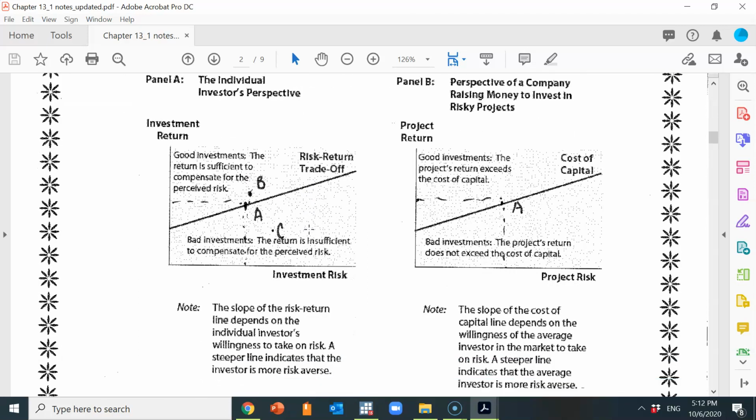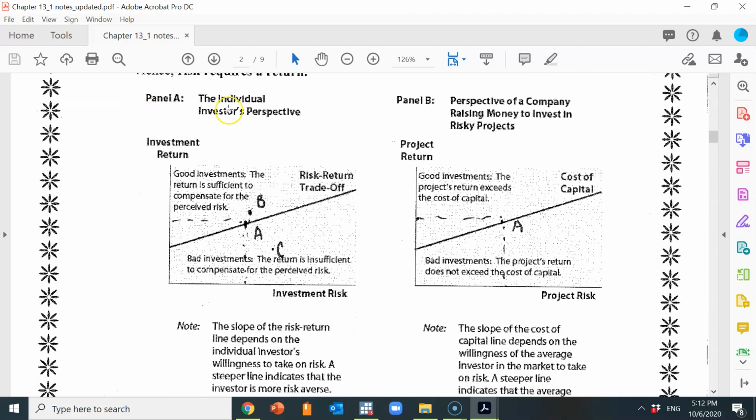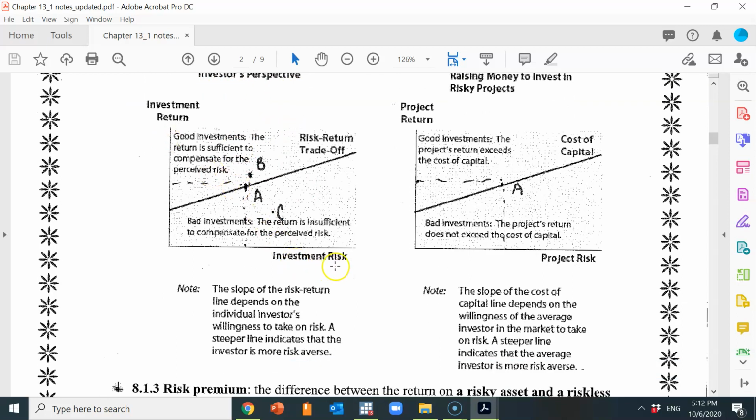For example, in panel A, this is from an individual investor's perspective. If we have different investment targets, for investments with higher risk, we would require higher returns. So you see that our risk return trade-off line is upward sloping. At point A, for example, this is a point on the line, meaning at this level of risk, we would require at least this much of return.